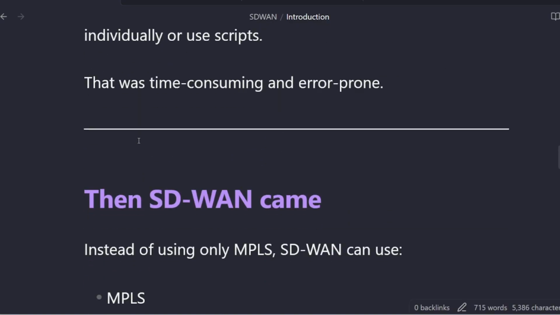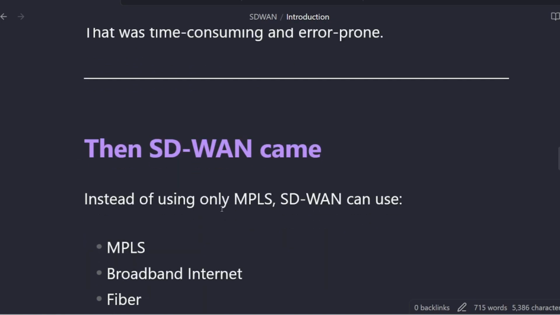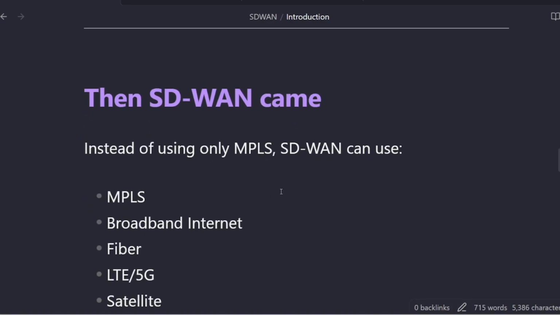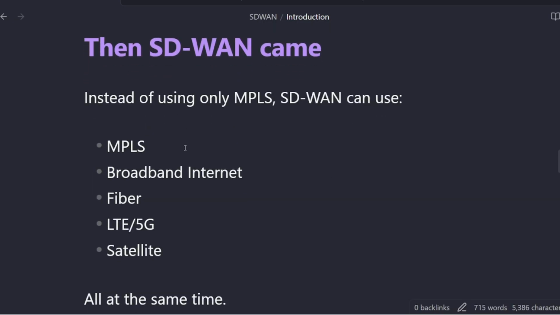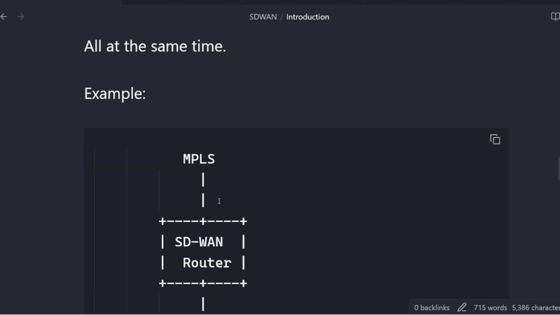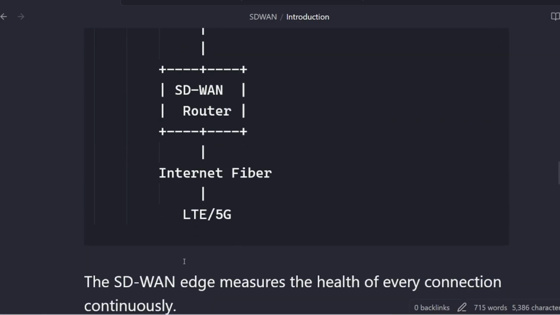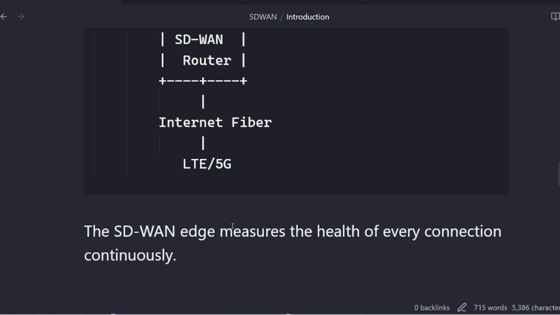But after that, what happened? SD-WAN came into the picture. Traditional WANs rely heavily on MPLS instead. SD-WAN can use MPLS, broadband internet, fiber, LTE, 5G, and satellite all at the same time. That is the beauty of SD-WAN. For example, you have MPLS, an SD-WAN router, internet fiber, and LTE. You can use all of them at the same time. The SD-WAN edge measures the health of every connection continuously.